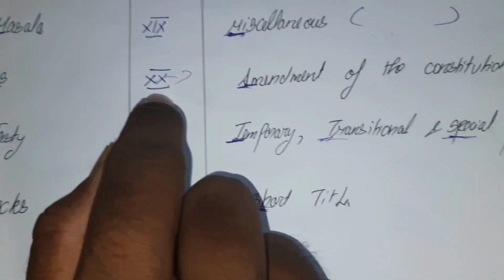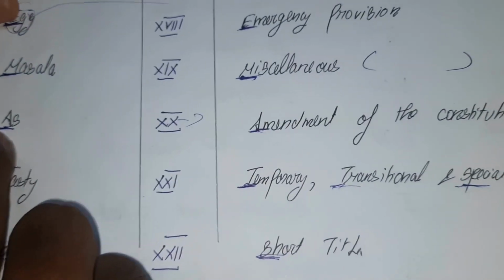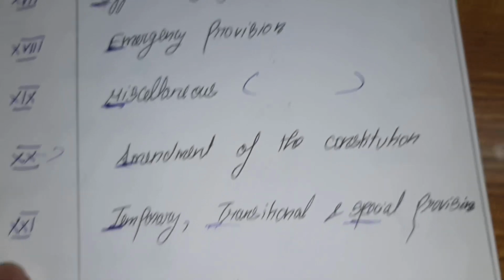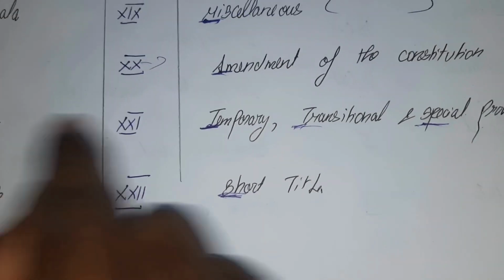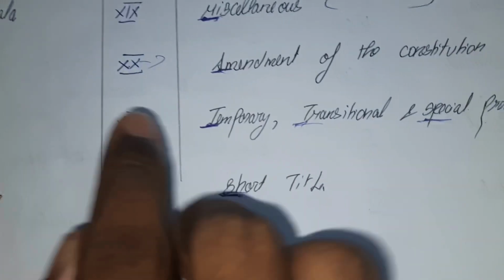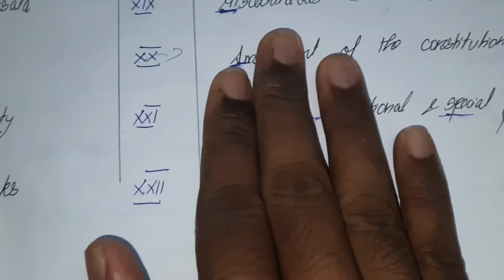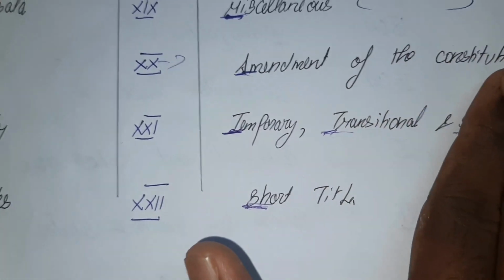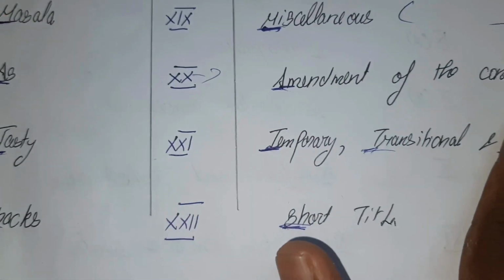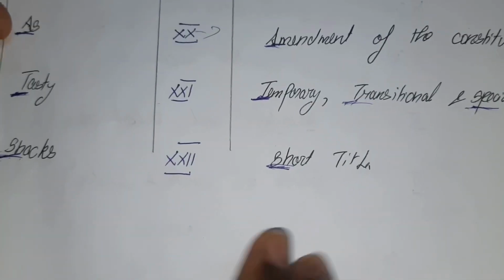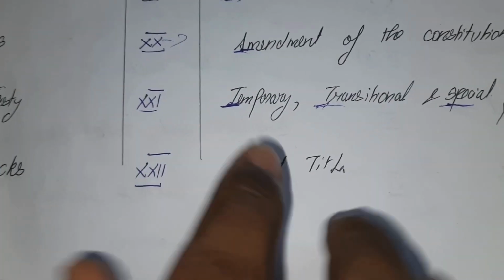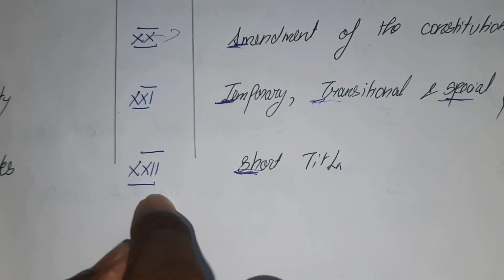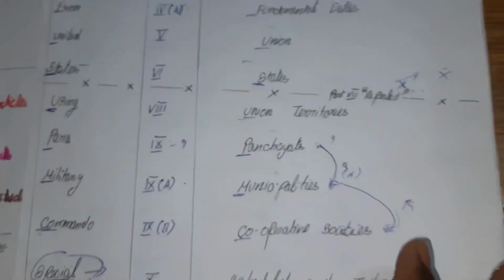When we go to the 20th part, from the word "as", A denotes amendment of the Constitution. When we go to the 21st part, "tasty", T denotes temporary, transitional and special provisions. That is another funny thing to remember from the word tasty. When we eat something, the taste is only temporary on our tongue, and it is transitional, and we can taste more things on special occasions, so the special provision is also there. And from the word "snacks", S denotes short title, which is in the 22nd part. These are some of the easy tricks to remember the 22 parts of the Constitution.